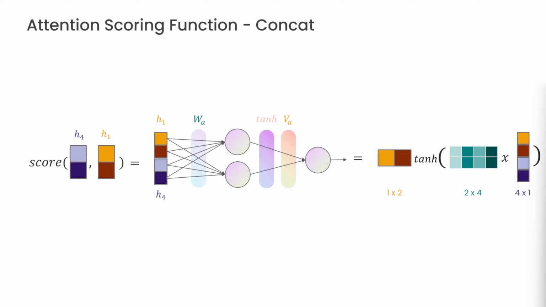Here's how the process works. We start with the concatenated vector, multiply it by Wa, apply a tanh activation, and get a 2 cross 1 matrix. Then we multiply that by Va to get the score of the encoder hidden state. Formally, the equation is as follows. ht is the hidden state at the current decoder time step. hs is the collection of encoder hidden states. We concatenate ht and hs, multiply by Wa, apply tanh, and then multiply by Va to produce the score.